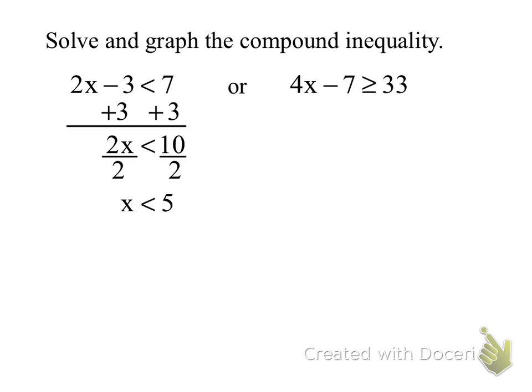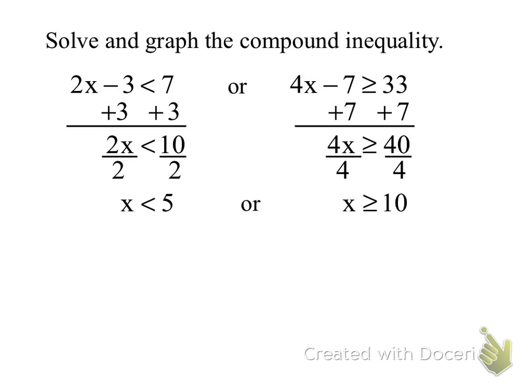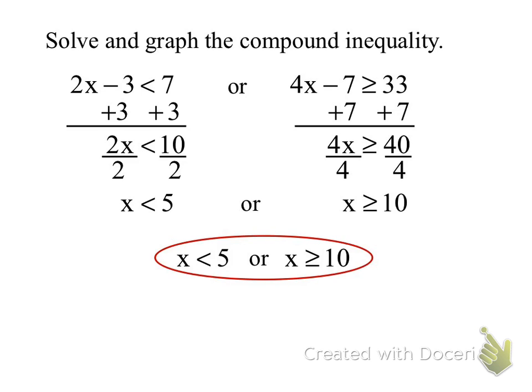Daisy, what's the next one? First, you would add 7, and then you would have 4x is greater than or equal to 40, and then you would divide by 4 on both sides and get x is greater than or equal to 10. Good. Okay, next one. Now we're going to graph it. What do I need to do to graph? Mike? You need to put the points 0, 5, and 10. Good.